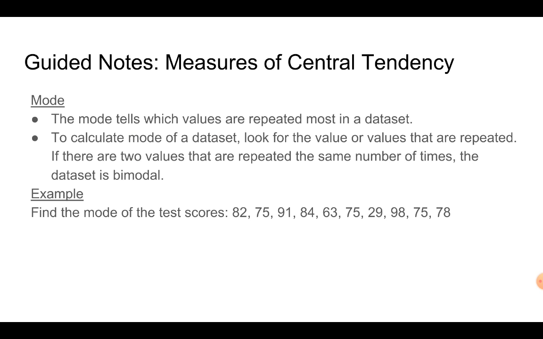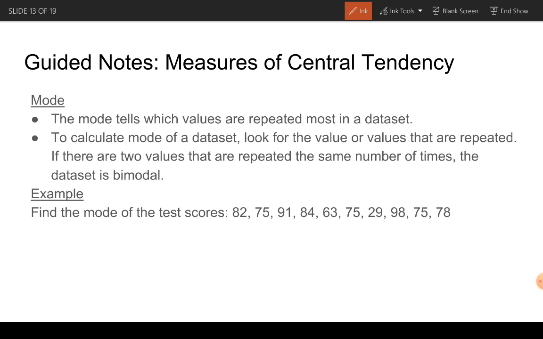Now let's talk about mode. So the mode tells us which values are repeated most in a data set. To calculate mode of a data set, look for the value or values that are repeated. If there are 2 values that are repeated the same number of times, the data set is called bimodal. So let's do an example.